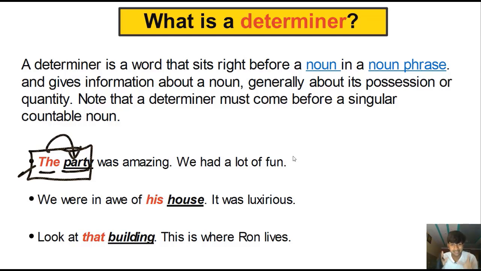You won't know. Since you know which party I'm talking about, and we recently went to a party, you know which party I'm referring to. You have the context, you have enough information to decipher which party I'm talking about. So the is used to refer to a noun which both the speaker and the listener already know, are aware of. So the party was amazing, we had a lot of fun. If the party is not specific, we can't use the. All right, so the is a determiner here.